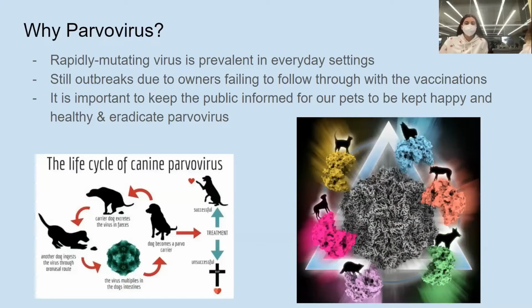So why parvovirus? We chose this for our project because it is a rapidly mutating virus that is very prevalent in everyday settings. And despite a vaccine being made, outbreaks still occur because owners fail to follow through with the vaccinations for their pets. So it is important to keep the public informed so that our pets are kept happy and healthy and eventually eradicate parvovirus.